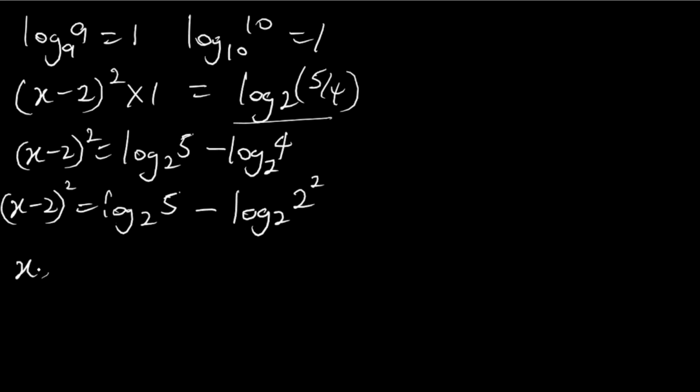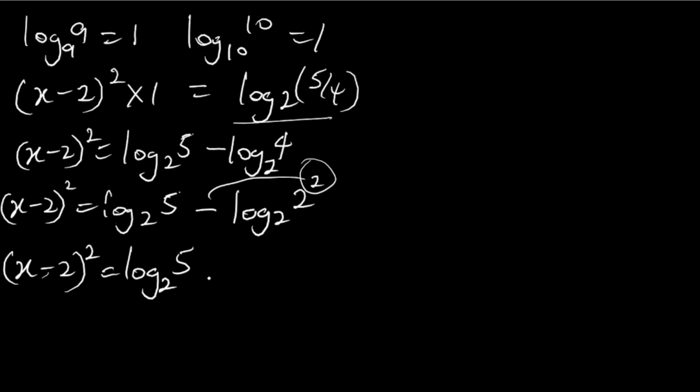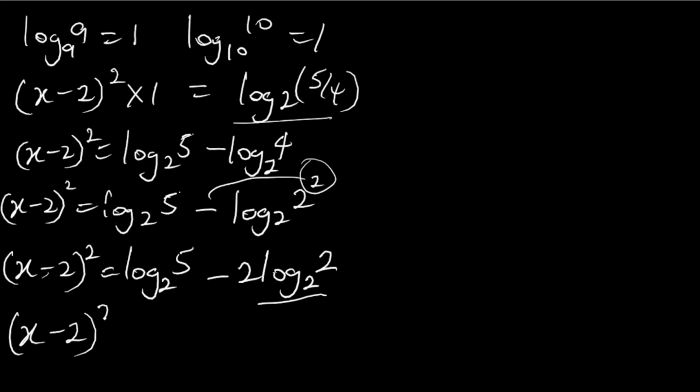So we'll be having the left-hand side, which is x minus 2 all squared, being equal to log 5 base 2, minus 2 log 2 base 2. Now, looking at this, this is already 1, which is x minus 2 all squared being equal to log 5 base 2 minus 2, because this thing you're seeing right here is already 1.